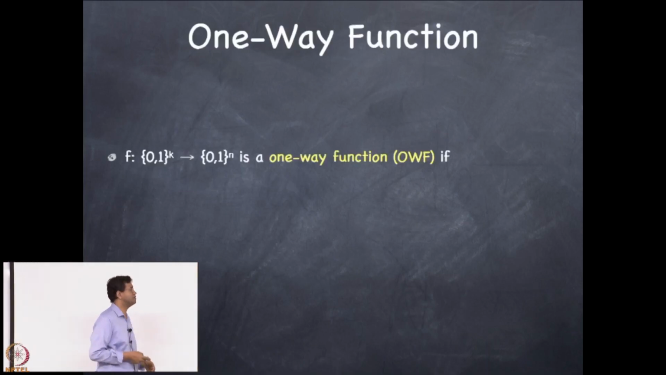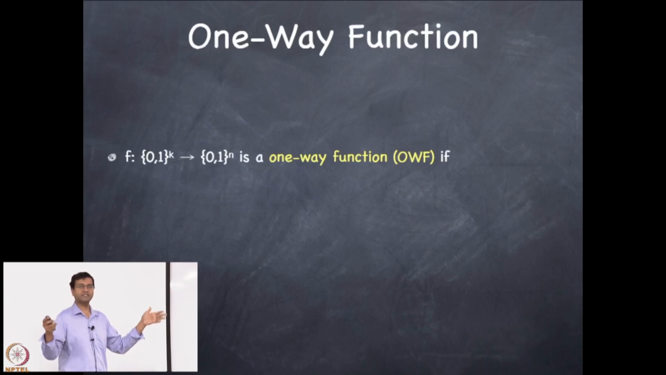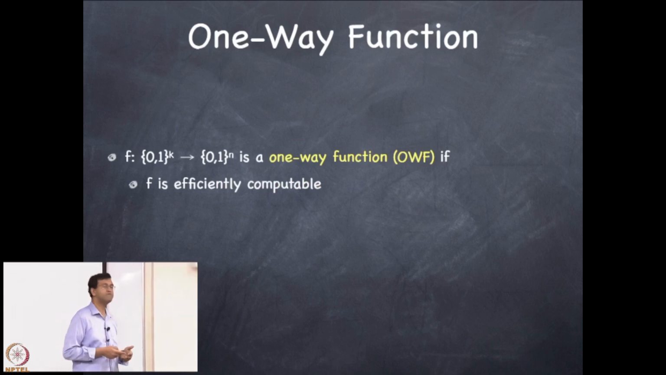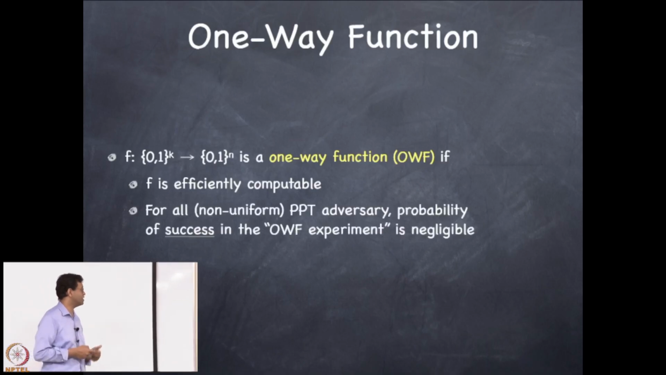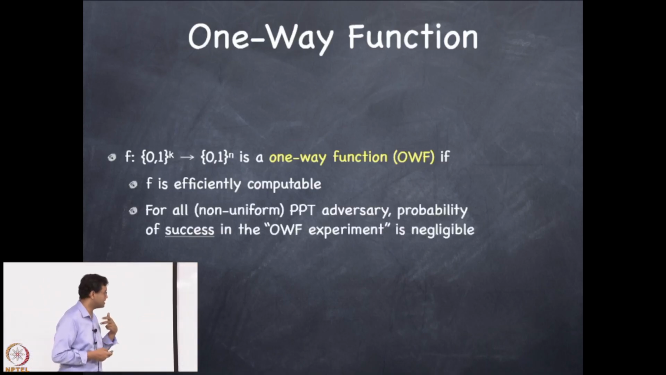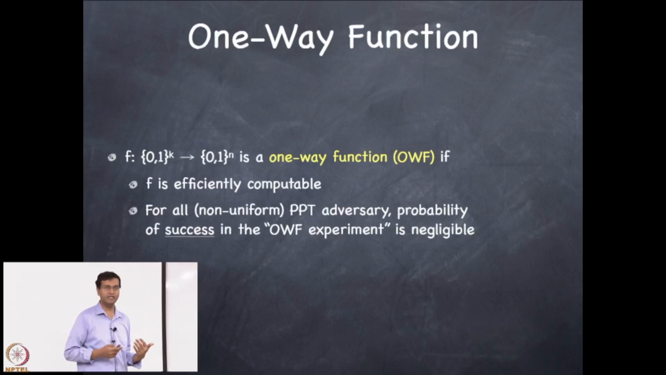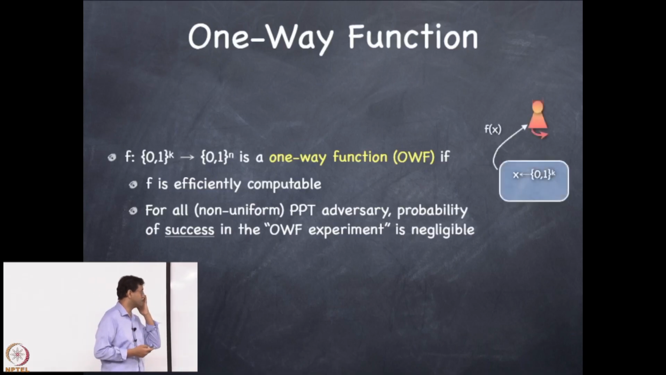So a one-way function maps, again, k bits to n bits. You could think of k bits as a security parameter, like the 128 bits I keep mentioning. Such a function is a one-way function if, first of all, it is efficiently computable in the forward direction. On the other hand, it should be hard to invert in some sense. In what sense? Here is a more precise notion of what it means to invert.